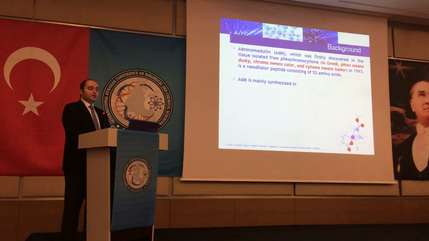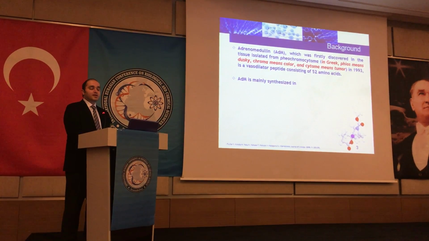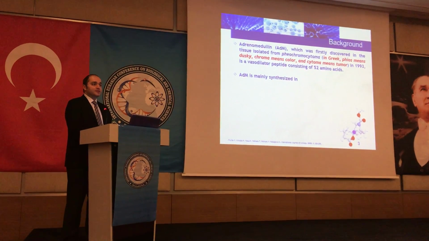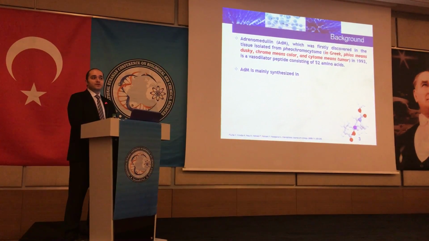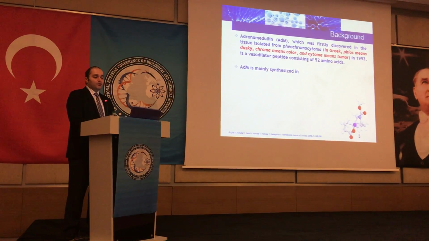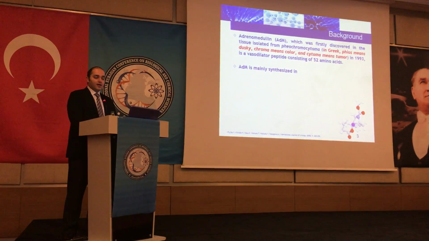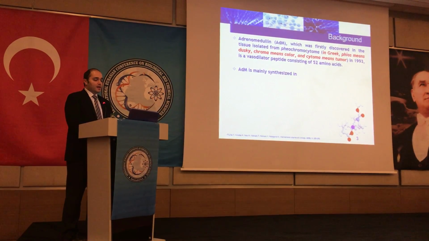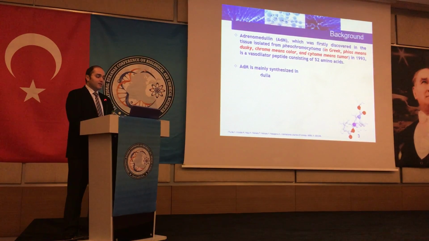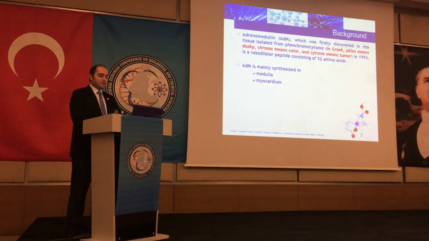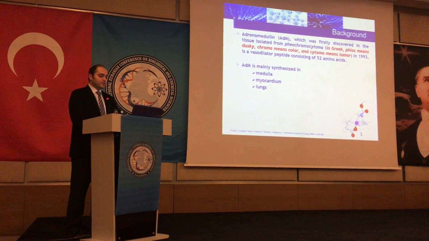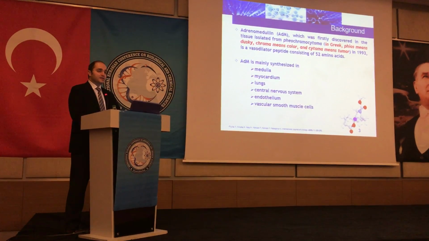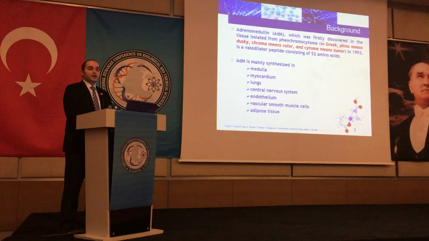First of all, adrenomedullin, which was first discovered in tissue isolated from pheochromocytoma in 1993, is a vasodilator peptide consisting of 52 amino acids. Pheochromocytoma is a Greek word: pheos means dusky, chroma means color, and cytoma means tumor. Adrenomedullin is mainly synthesized in the medulla, also the myocardium, then lungs, central nervous system, endothelium, vascular smooth muscle cells, and also adipose tissue.